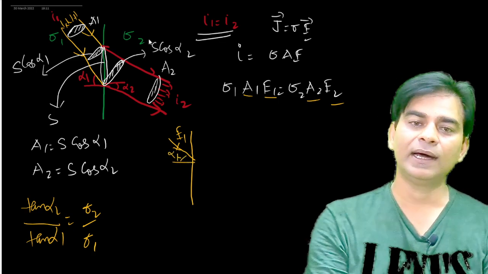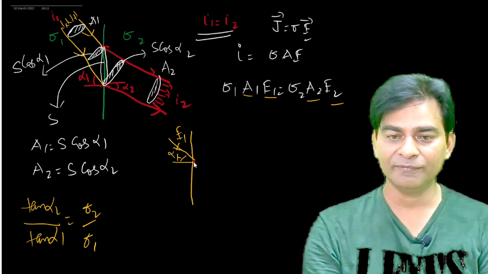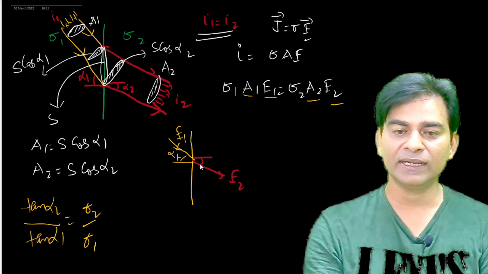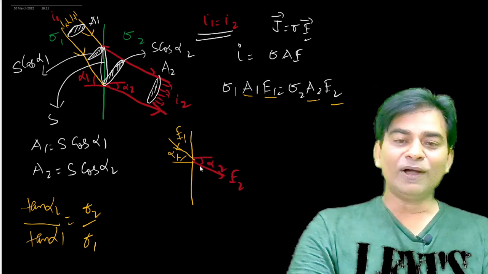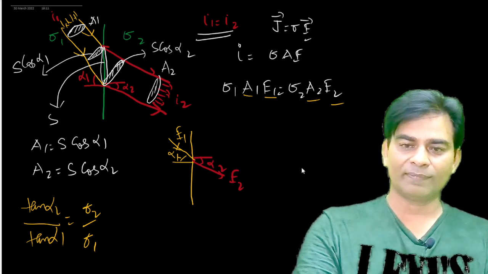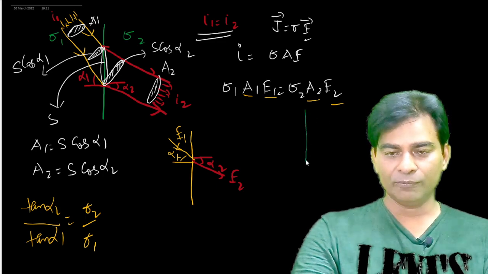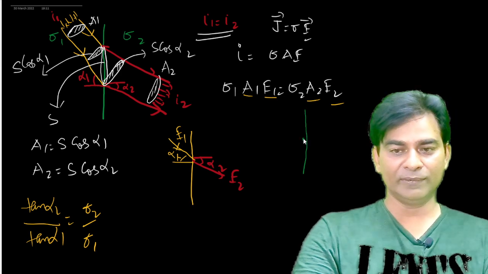This angle is alpha 1, and on the other side of this surface there will be some other electric field, E2, and this angle is alpha 2. Now make components of these two electric fields in the left medium and right medium. One is parallel to the boundary and the other is perpendicular.